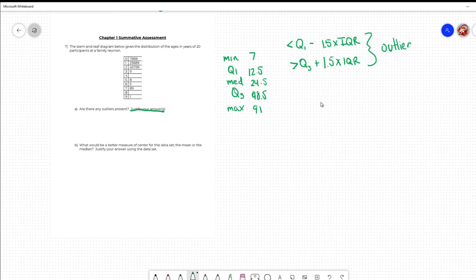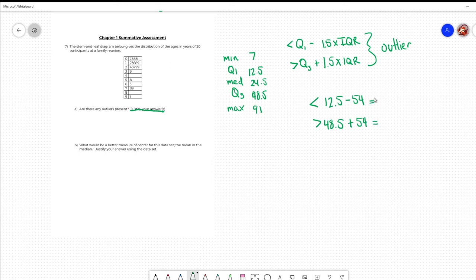All right, so let's figure this out. IQR, so Q3 minus Q1, so 48 minus 12, that gives me 36. So 36 times 1.5 gives me 54. So if I am less than 12.5 minus 54, or I'm greater than 48.5 plus 54, I got an outlier.